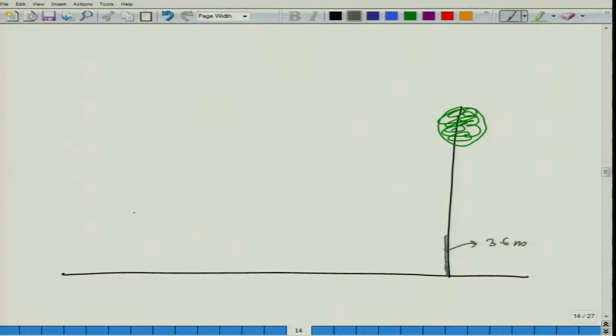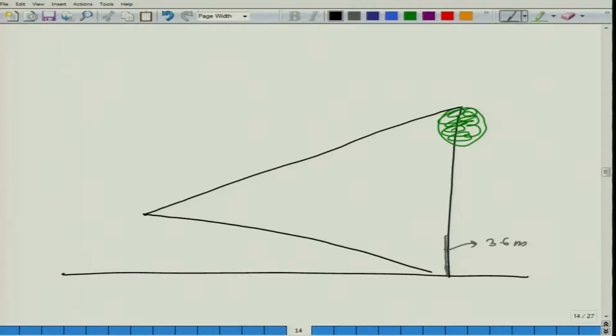Now, the observer stands at a distance from the tree and he ensures that when he is looking at the top and the bottom of the tree, he keeps the hypsometer in such a way that the top and bottom of the tree subtend the same ray as the top and bottom of the hypsometer. And then he looks at the top of the staff and then he takes a reading h.